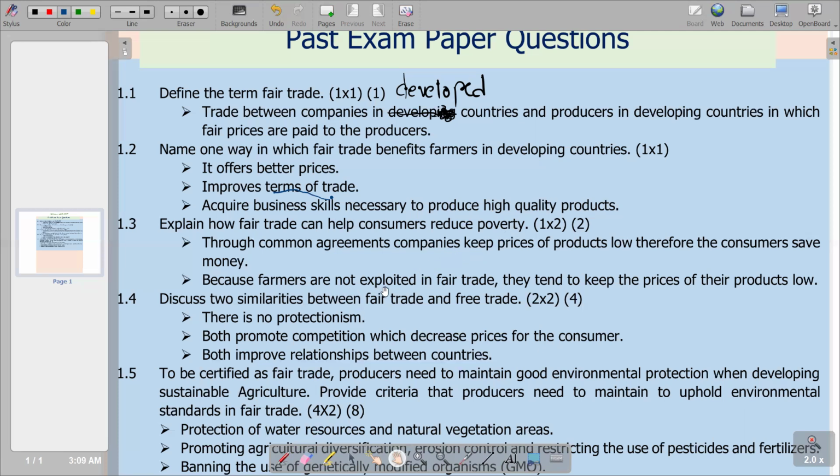Another point we can raise on how fair trade can help consumers reduce poverty is that because farmers are not exploited in fair trade, they tend to keep the prices of their products low. The issue of exploitation of farmers is not there in fair trade. That's one of the essences behind fair trade, that we are eliminating exploitation of farmers or producers in developing countries. With that, at the end of the day, it is going to be a positive for consumers in the developing countries. So we go to 1.4.